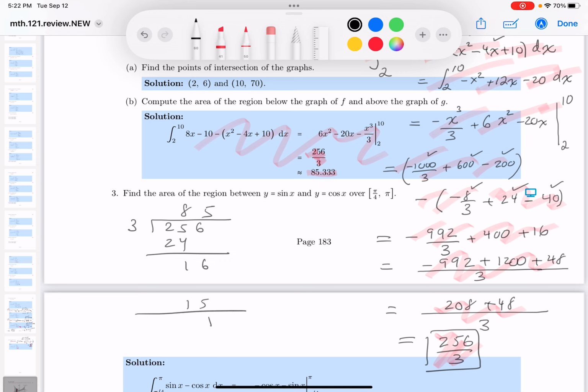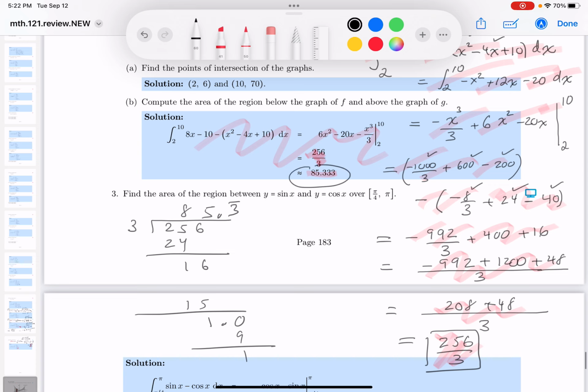Subtract, you get 1. You got to add a decimal now. And that would be 3. And what's nice about this is it just keeps repeating itself over and over again. So it's 85.3, and it just keeps repeating itself. And that's why the approximation does say 85.333.